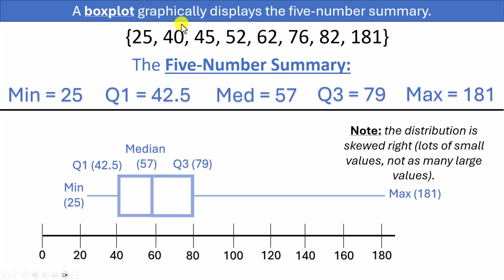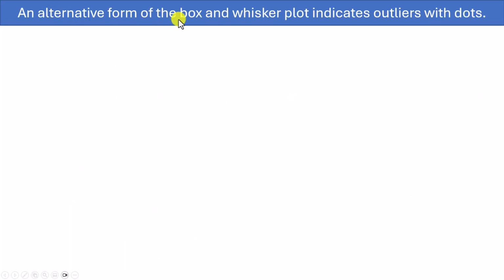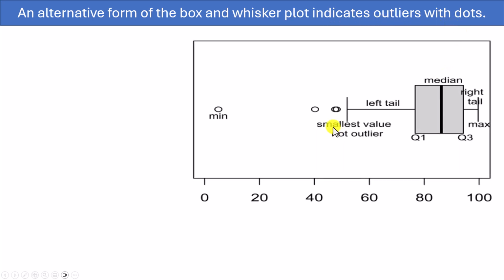Now, when I was taught the box plot, or box and whisker plot, those two terms are used interchangeably, this is the version that I was taught. But there is an alternative form of the box plot, or box and whisker plot, which is going to indicate the outliers with dots. And that's going to look something like this. So now the whiskers don't necessarily extend all the way to the minimum and the maximum. If there are outliers, which are values that are quite a bit smaller or larger than your typical value in your dataset, those are going to be indicated by dots.